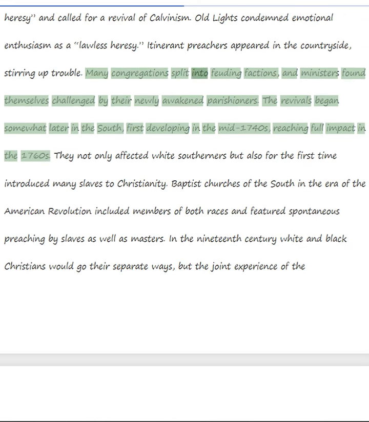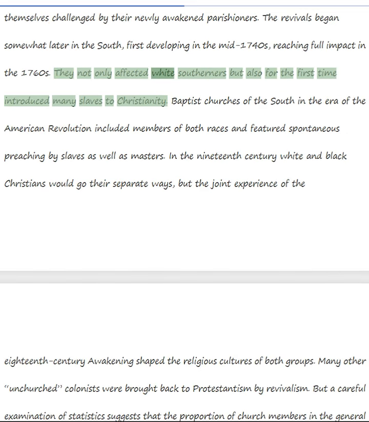Many congregations split into feuding factions, and ministers found themselves challenged by their newly awakened parishioners. The revivals began somewhat later in the South, first developing in the mid-1740s, reaching full impact in the 1760s. They not only affected white Southerners but also for the first time introduced many slaves to Christianity.